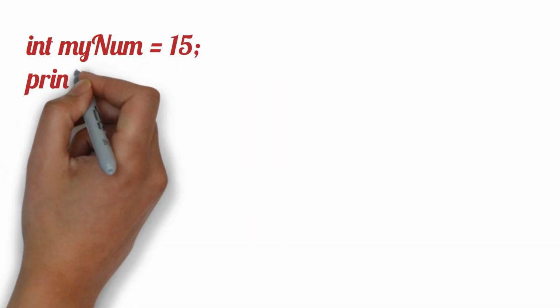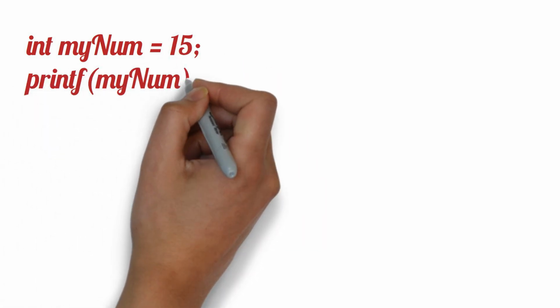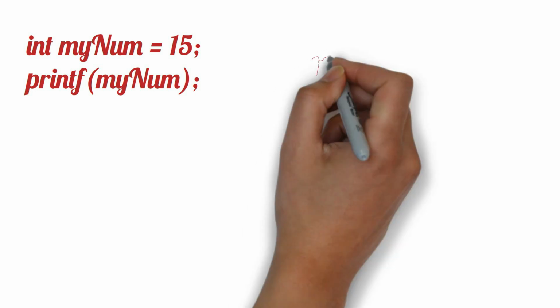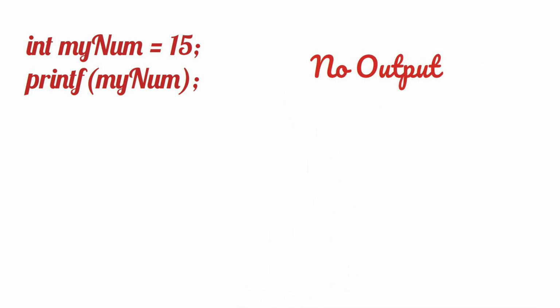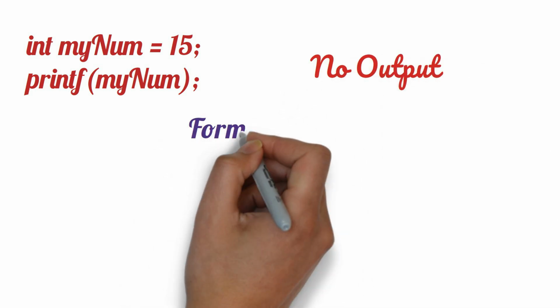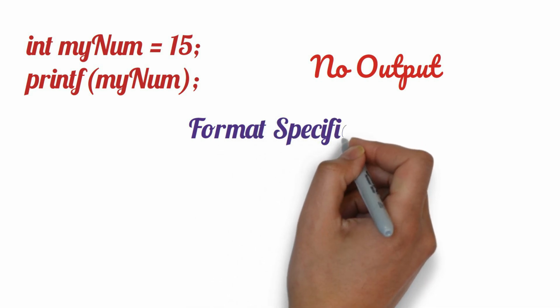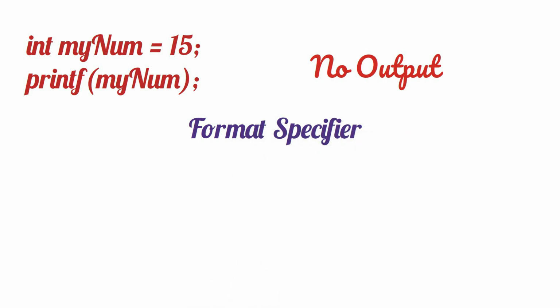If I print this, you won't get any output. Why? Because to output a variable in C, you must get familiar with something called format specifier. So what do you mean by format specifier? When you are specifying for the C compiler that I want to print an integer value, or I want to print a floating point value, or I want to print a character.